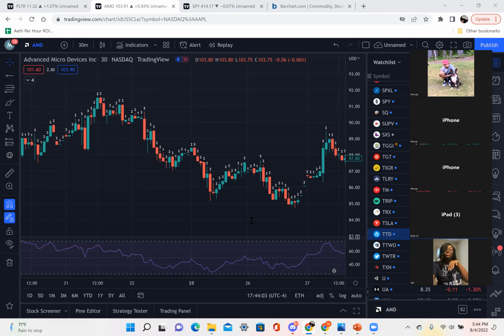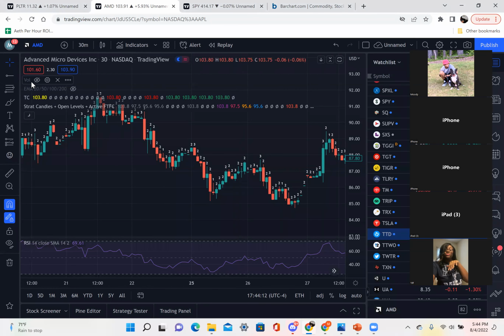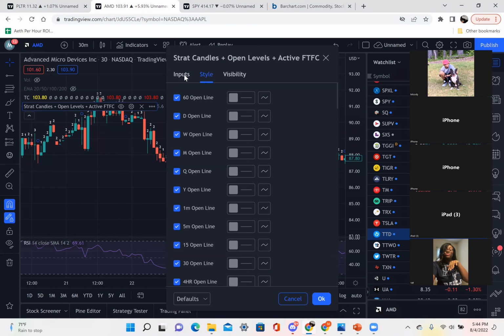I am using the strat. Here, I don't even gotta open that. The strat level, strat candle open levels plus FTC, plus active FTC. That's the one I'm using. And once you turn it on, you still have to go into your settings. Click your settings. Go to input.